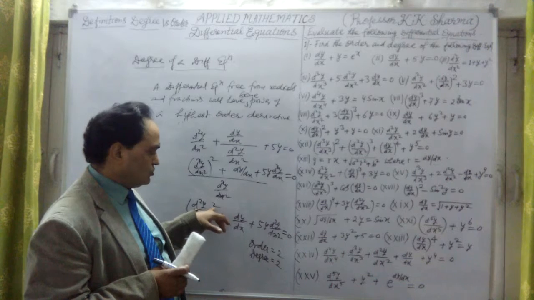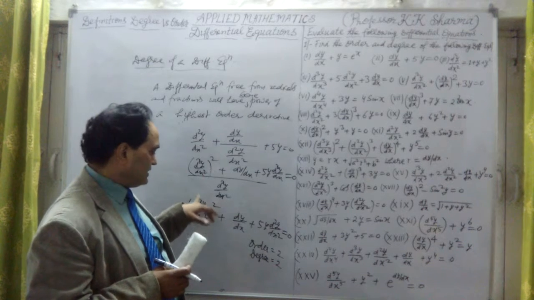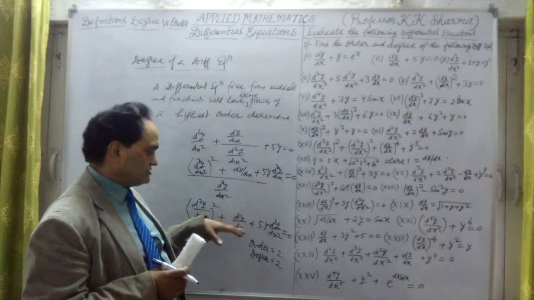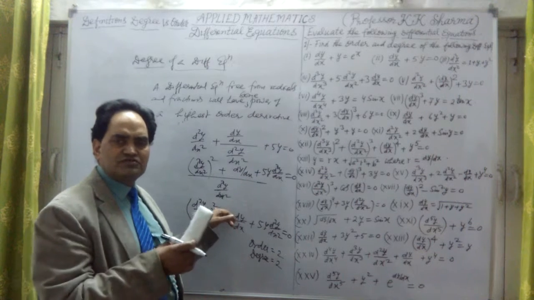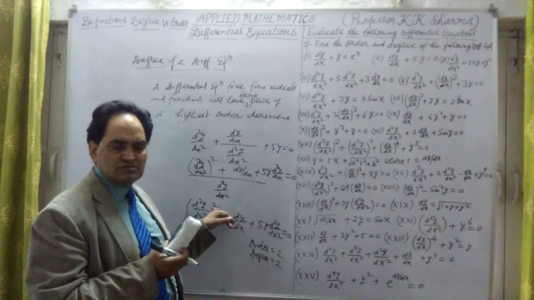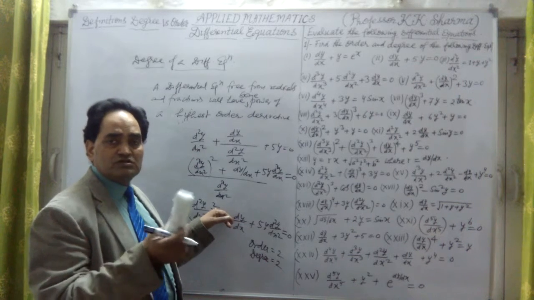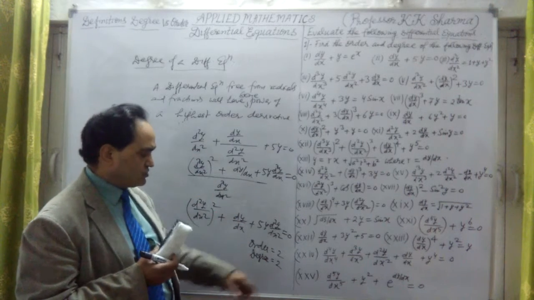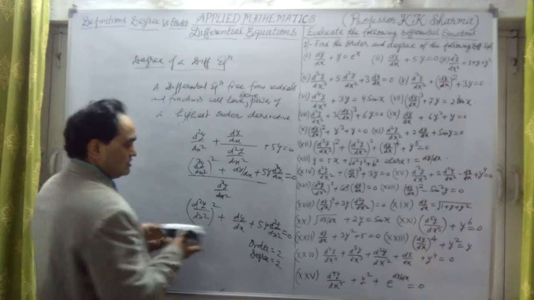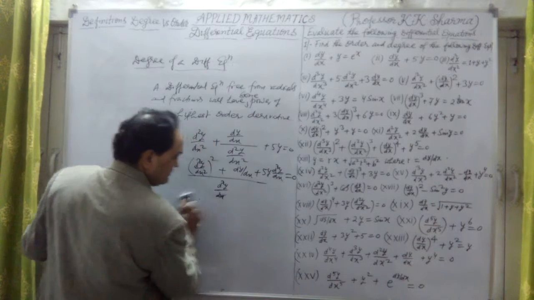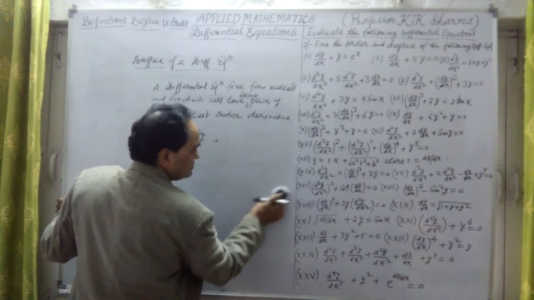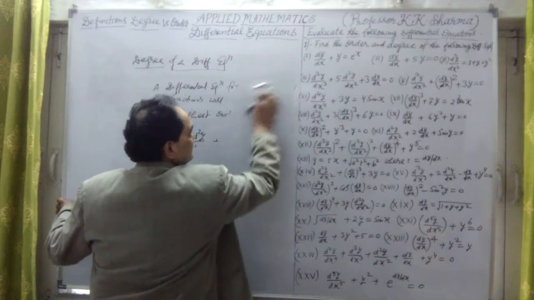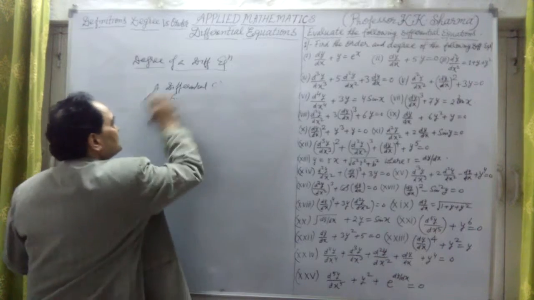This is the second order derivative, which is the highest order of this differential equation, but it is repeated 2 times. The repetition of that highest order derivative is known as the degree of that equation. So order is 2, degree is 2. Now these are the 2 definitions of order and degree. It's very simple to find out.